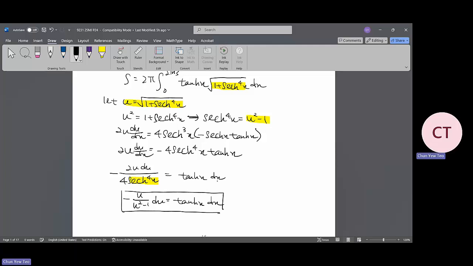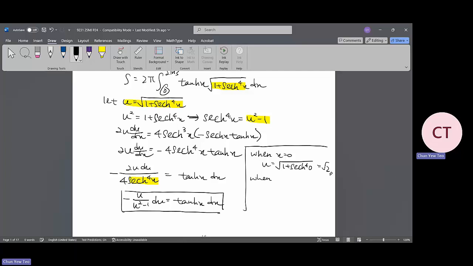However, we still cannot substitute yet because we still need to set the values. When x is equal to 0, you need to replace x equal to 0 into the sec. So when x is 0, u is equal to the square root of 1 plus sec to the power of 4 of 0. Sec 0 is 1, so you get 2.